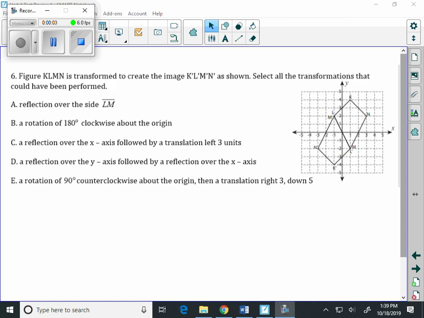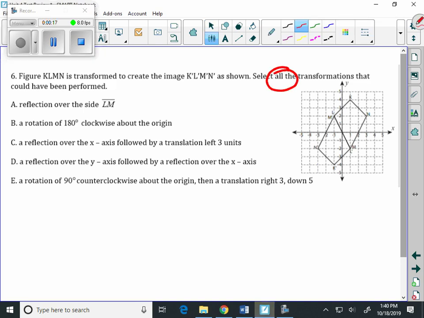Figure KLMN is transformed to create the image K prime, L prime, M prime, N prime, as shown. Select all the transformations that could have been performed. Again, let me stress to you, select all the transformations. So we could have more than one choice over here. And the hardest part is that you might only have one.